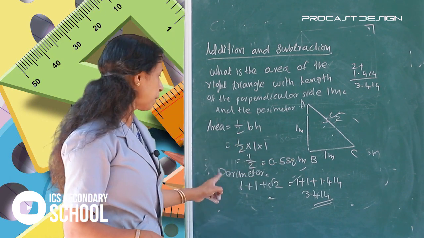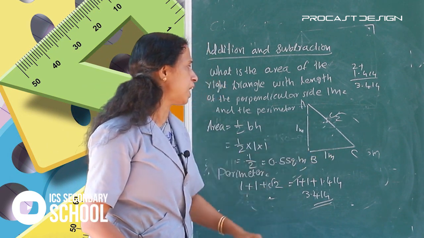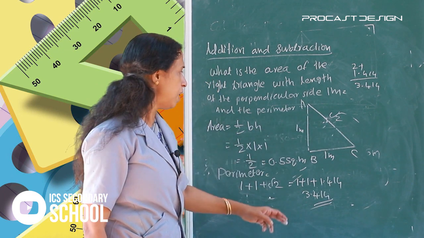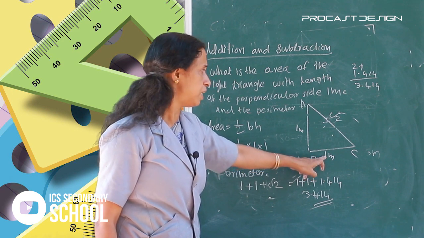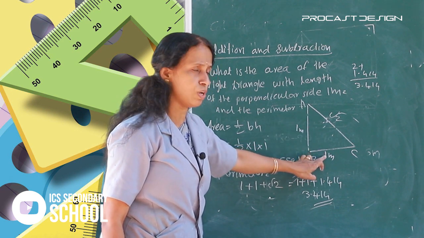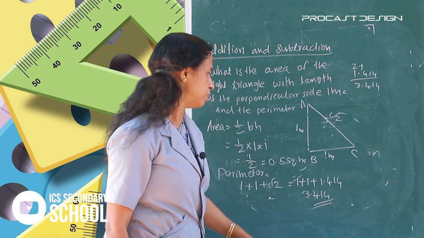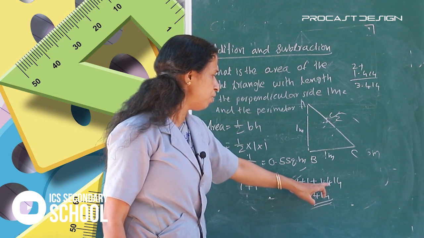Next find the perimeter. Next find the hypotenuse of the right triangle. What is the length of the hypotenuse? This is 1 meter and this is 1 meter, so it is equal to root of 1 square plus 1 square, which is root 2, the square root of 2. The value is approximately equal to 1.414.